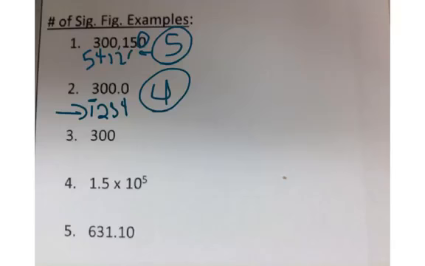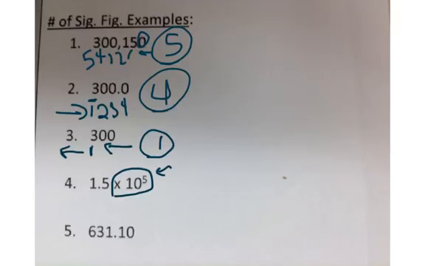Number 3, I do not see a decimal present, so I'm going to start from the Atlantic or the right side and work my way left. Okay, the first number that I see that is a non-zero number is that 3. I see no numbers after that, so therefore this would only have 1 significant figure. 1.5 times 10 to the 5th. For anything where you use scientific notation, you can ignore this.